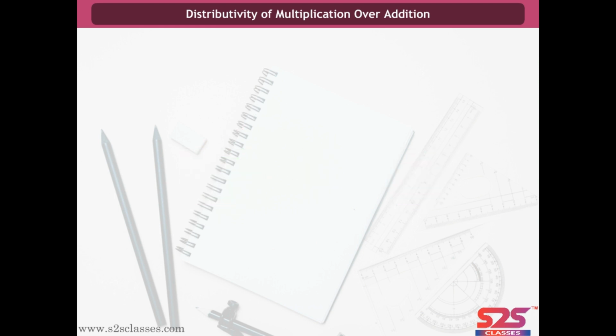Now let us find the product of the two numbers 19 and 45. We use the distributive property to find this product. Can we write 45 as 40 plus 5? Yes, we can.